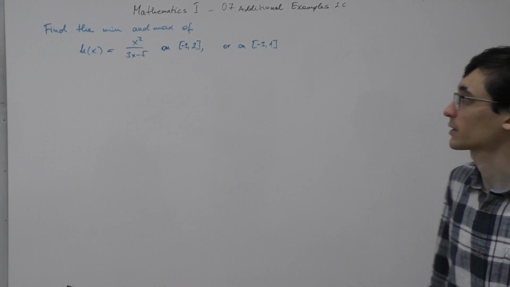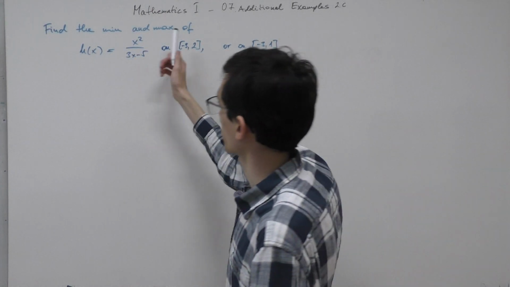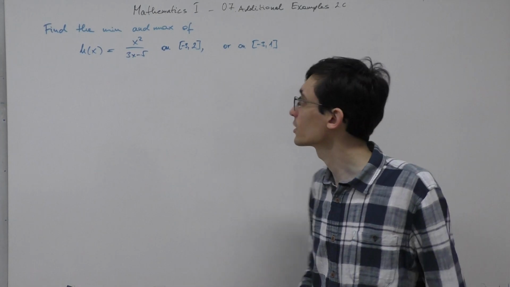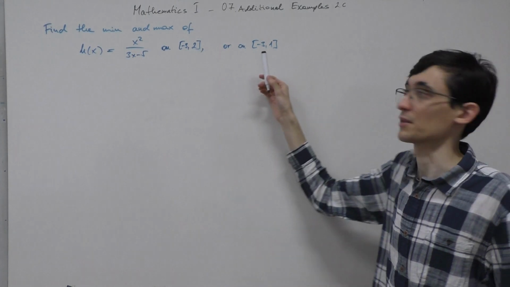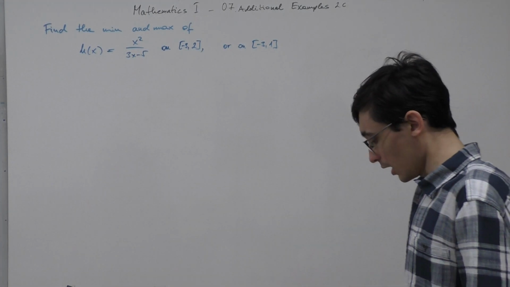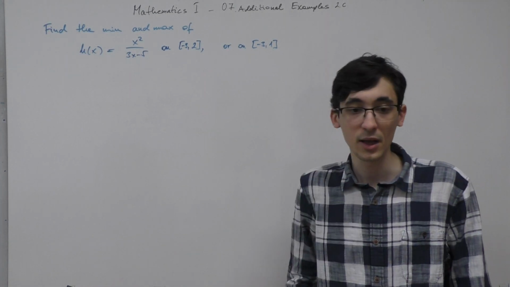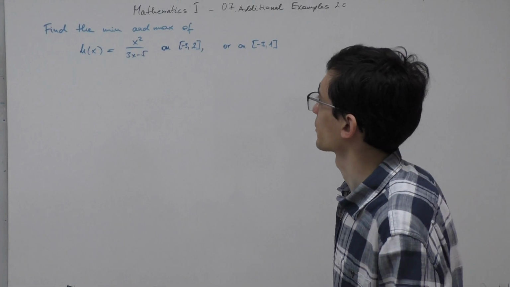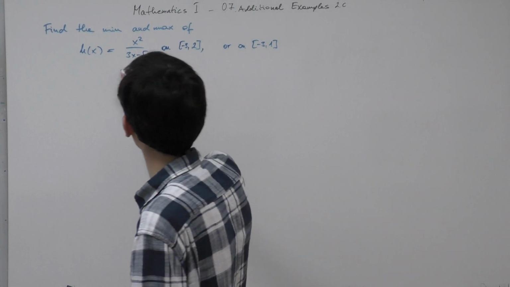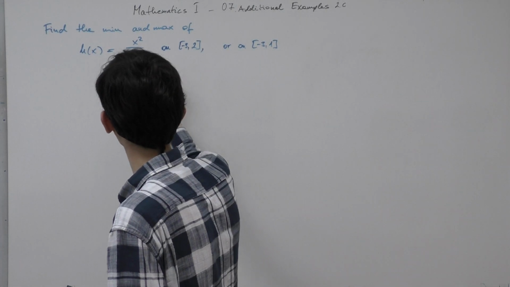So, in this next exercise, we must find the minimum and maximum values of this function h on this interval and then on this interval. But first, looking at this function, we can see that it's not that nice of a function. Precisely, it's not defined at x equals 5/3.